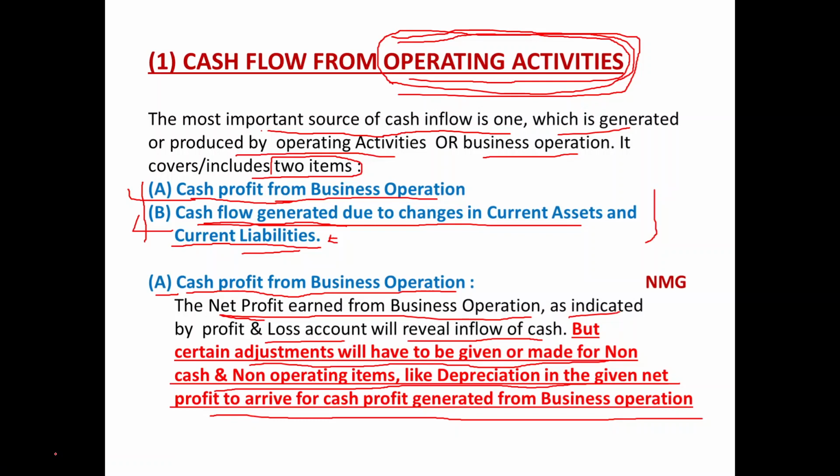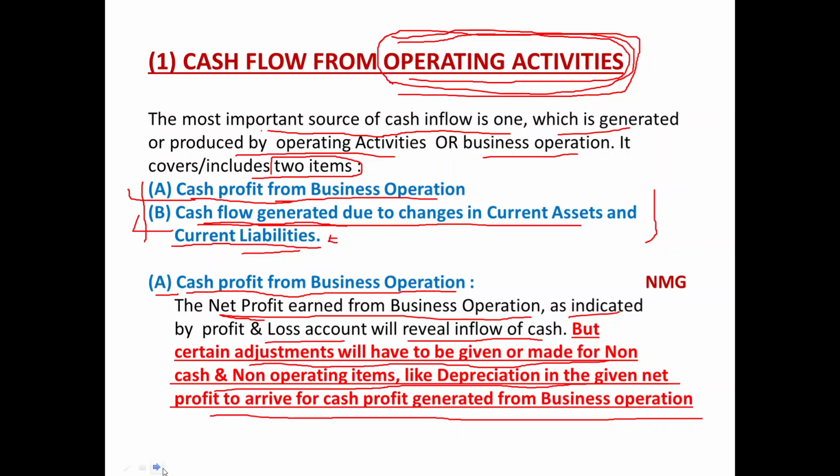Certain adjustments for non-cash and non-operating items like depreciation and other non-cash and non-operating items we will have to give in the given net profit to decide cash profit generated from the business operation. Now recall the fund flow statement. While we were preparing the adjusted profit and loss account in that topic, by preparing the adjusted profit and loss account, we were deciding adjusted profit, fund profit received only from business operation.